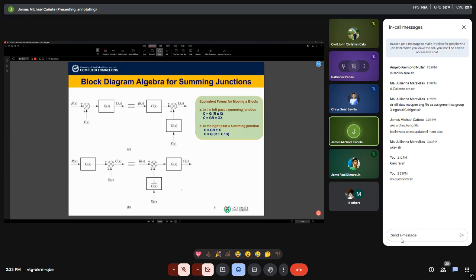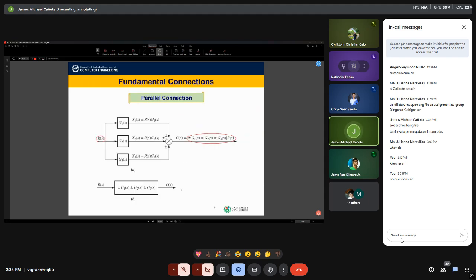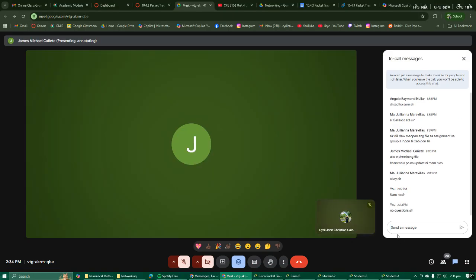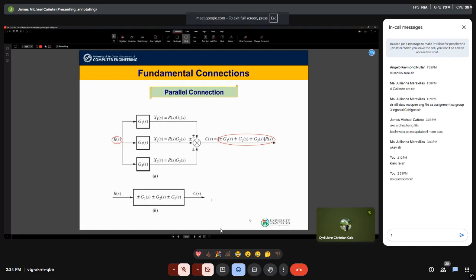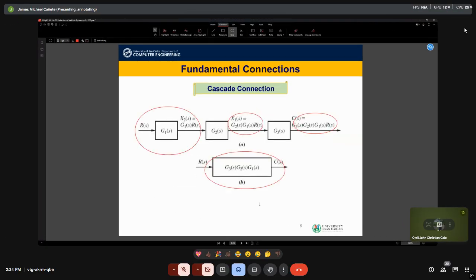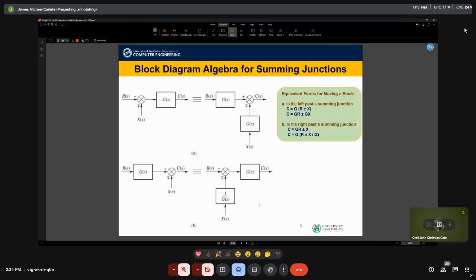Let's move on to the final subtopic. We have block diagram algebra for summing junctions. As we have discussed, there are ideal situations where the given system has the requirements to perform the reduction or simplification. In cases where that is not ideal, we can rely on these operations to make the interconnection easier for the reductions.